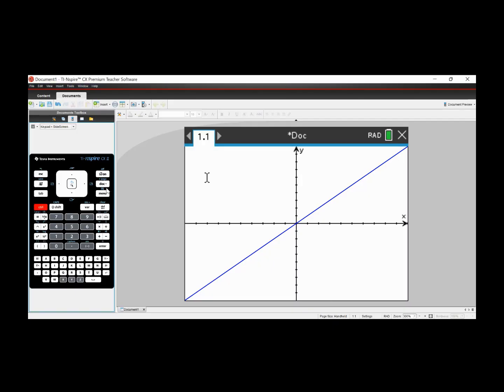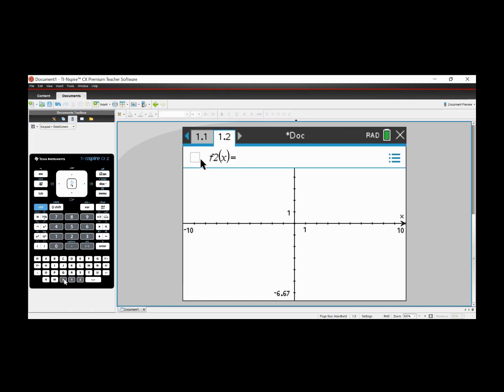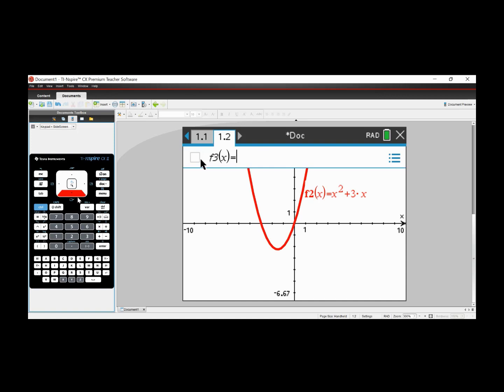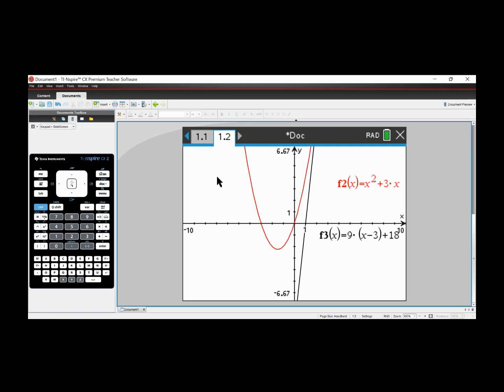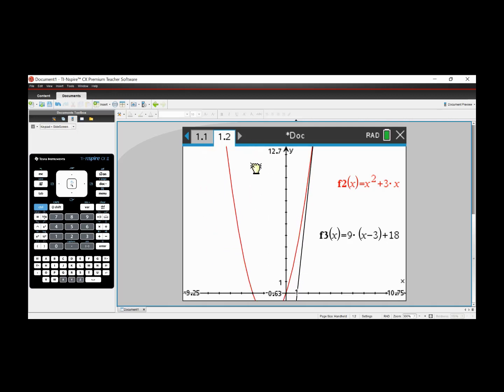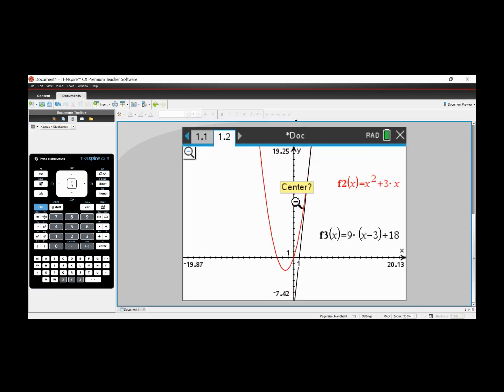Okay, so we're going to add a graph page. And here's my graph. So we're going to put in the function x squared plus 3x. And then we're going to put in our tangent line, which is 9 times the quantity, x minus 3, close it, plus 18, and hit enter. I'm going to move this and move this. I can't see our function here where they meet. Let's try menu, window, zoom. Let's zoom out.